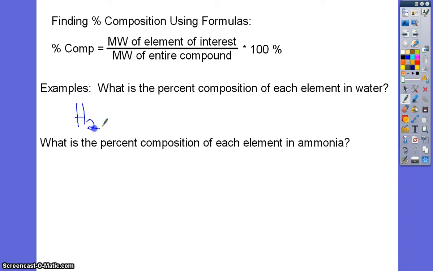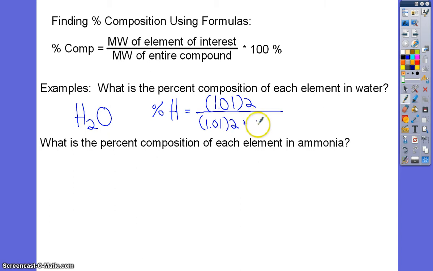So water is H2O. And if we want to know what percentage of water is hydrogen by mass, the percent hydrogen would equal the molecular weight of the element of interest. Now, the molecular weight of hydrogen is 1.01, so we put that on top. But there are 2 hydrogens in the water, so we multiply that by 2. Then on the bottom, we put the weight of everything in the compound, so it's the hydrogens and the oxygen, and then again we multiply this by 100%, so we will get the percentage of hydrogen.